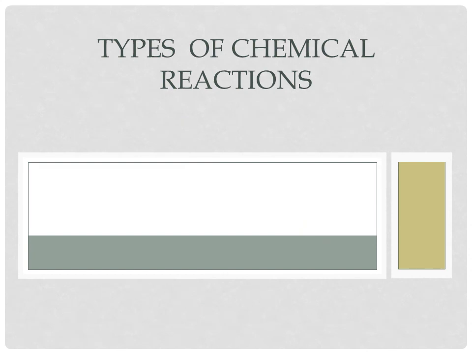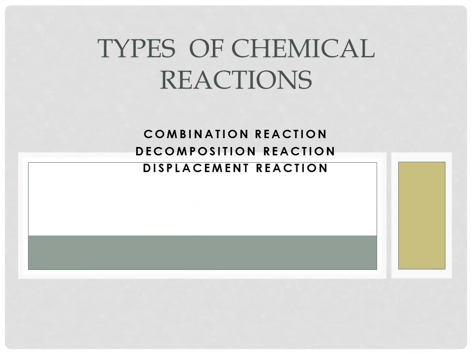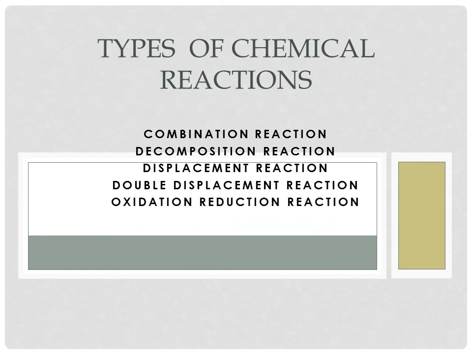In the previous class, we learned about conditions for a chemical reaction. Today, let us study the types of chemical reactions. Chemical reactions can be classified into various types. They are combination reaction, decomposition reaction, displacement reaction, double displacement reaction, oxidation and reduction reaction. For the time being, here we will be dealing with the first two types of chemical reactions, that is combination reaction and decomposition reaction.